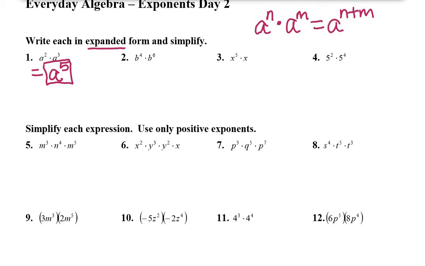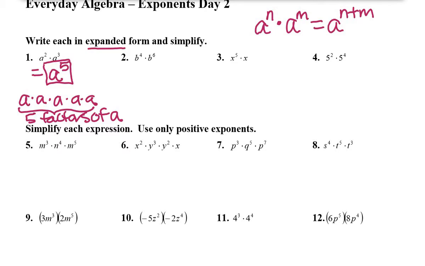Now this will work the same if I expand it out. A squared is a times a, cubed, which is a times a times a. In total, there are 5 factors of a, which ends up being a to the fifth, just like this.